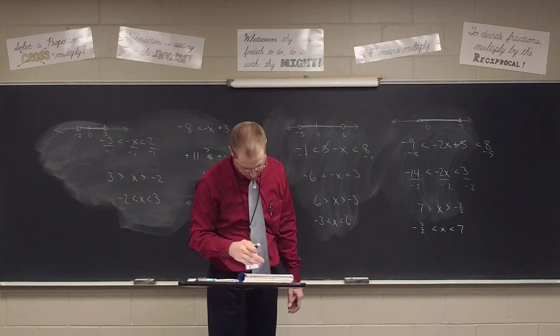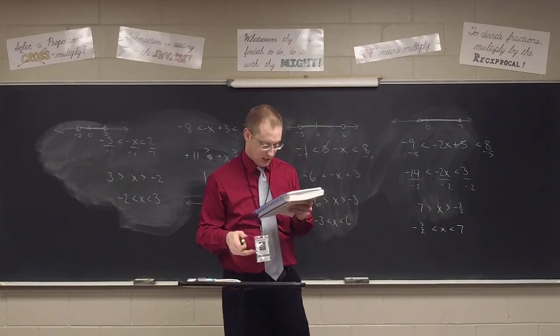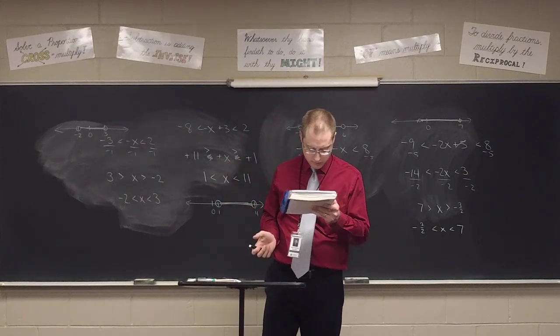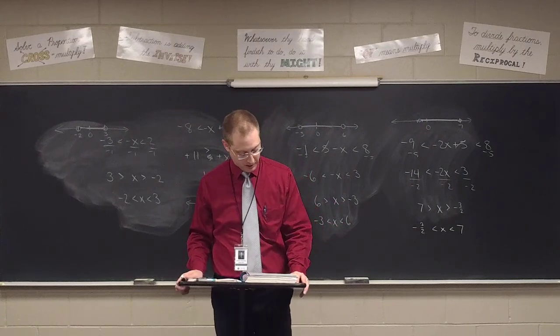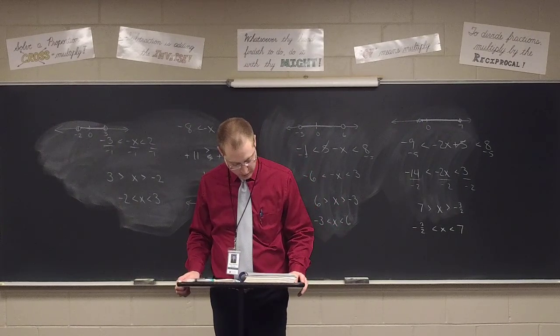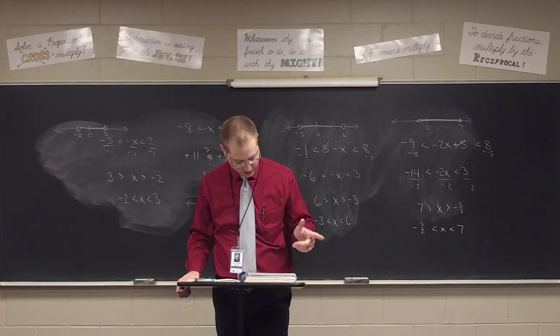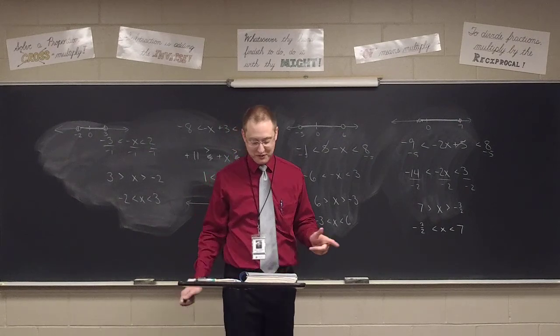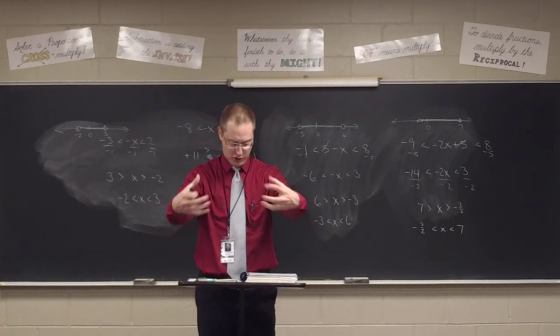Let's see, number 19. Really only one step on number 19. All we have to do, Maddie, is multiply everything by 3. What do we get? Nice and loud so the camera can pick it up. All right, we won't get you on the stage when you're older. Negative 15 is less than x is less than or equal to 21. I work on that projection.